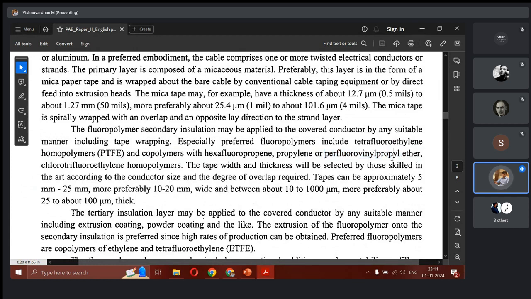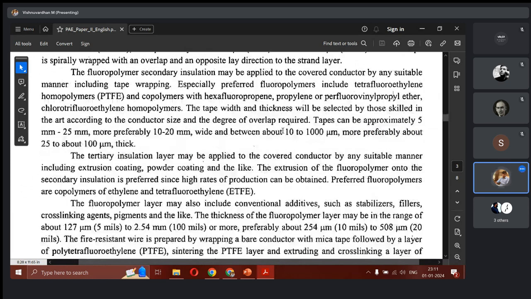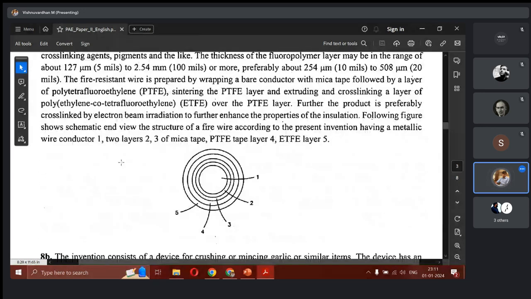When you see this only, immediately tear your question paper and move on. Okay, don't waste your time. It's going to take you too much time to write the claims. Move on. Come to the second one.